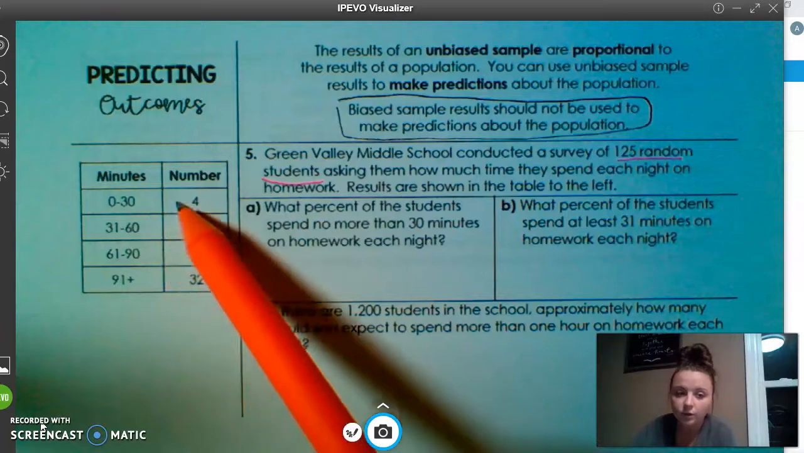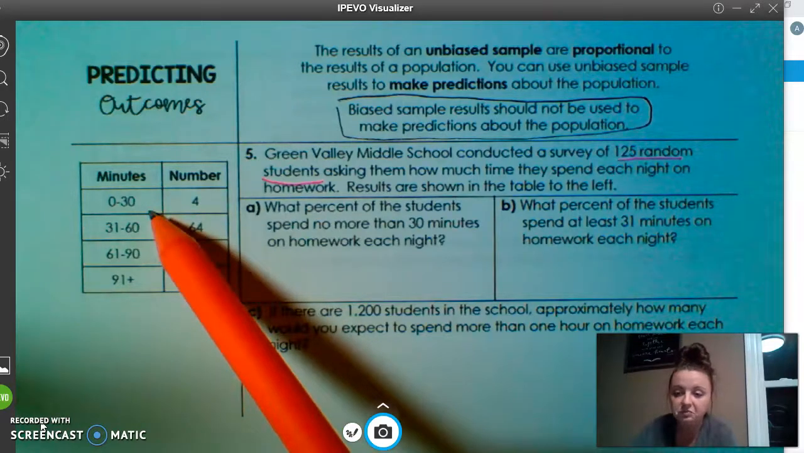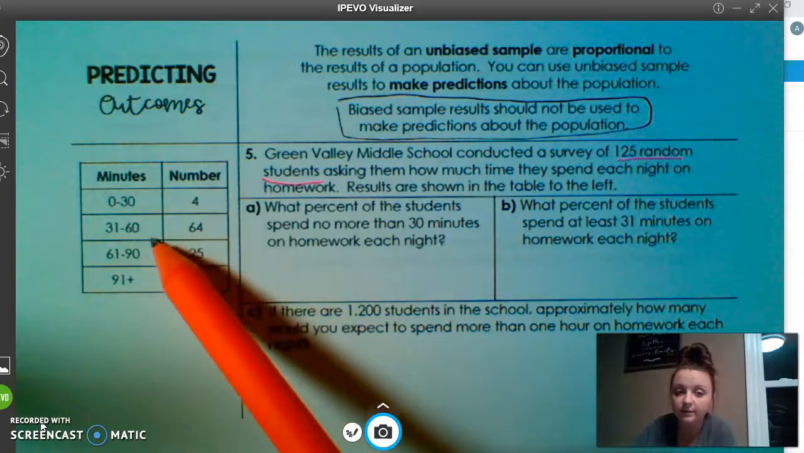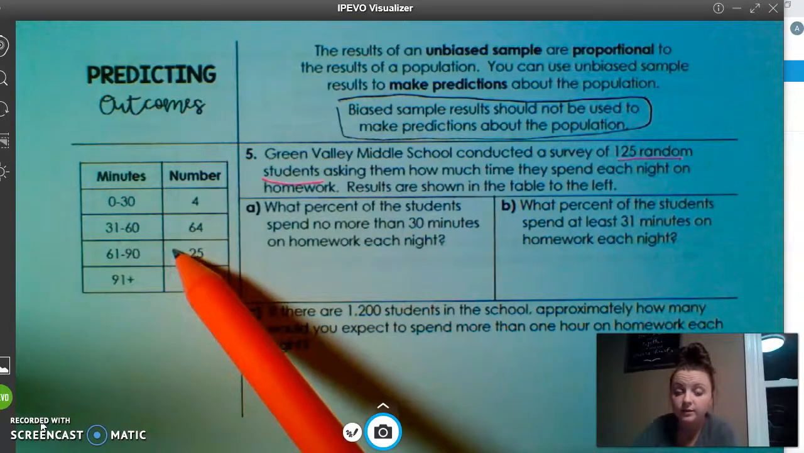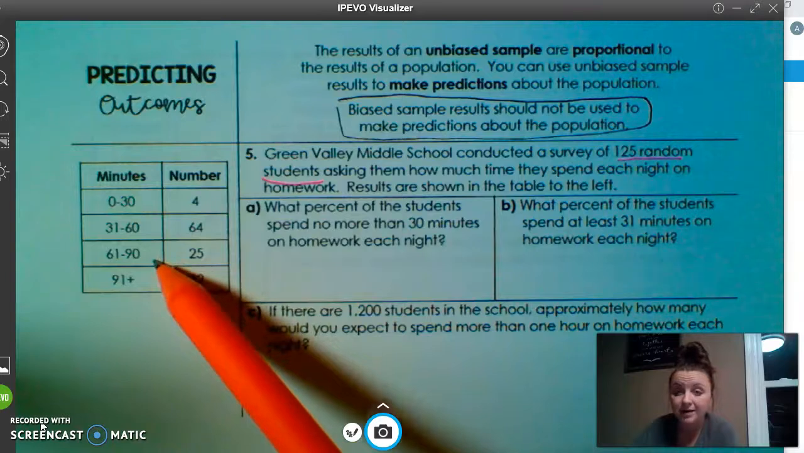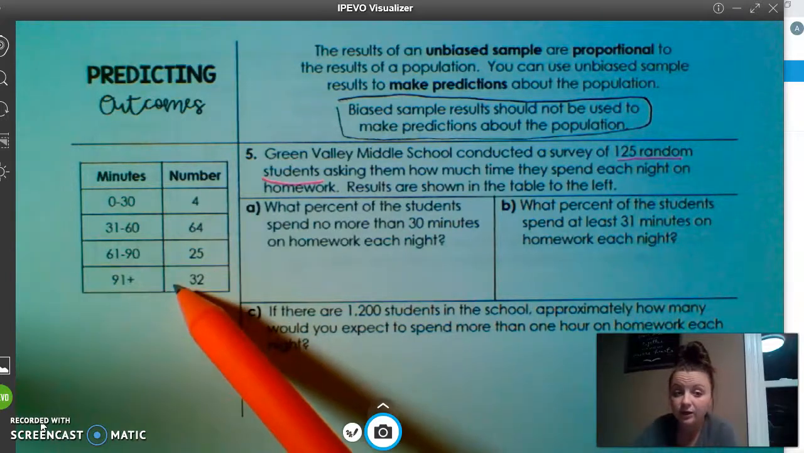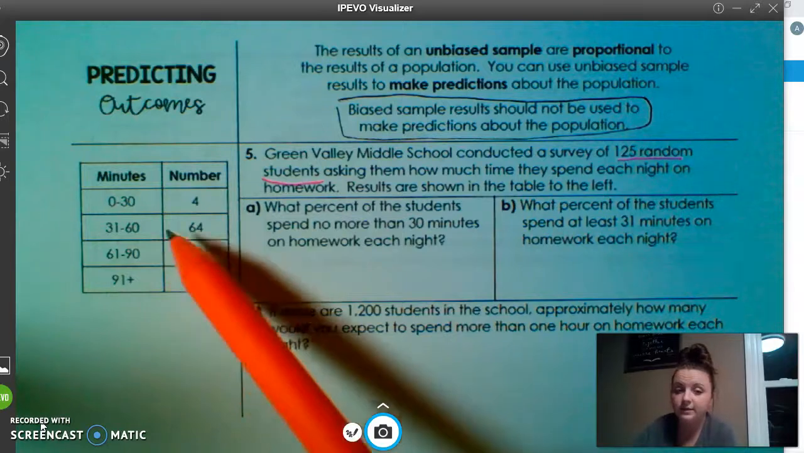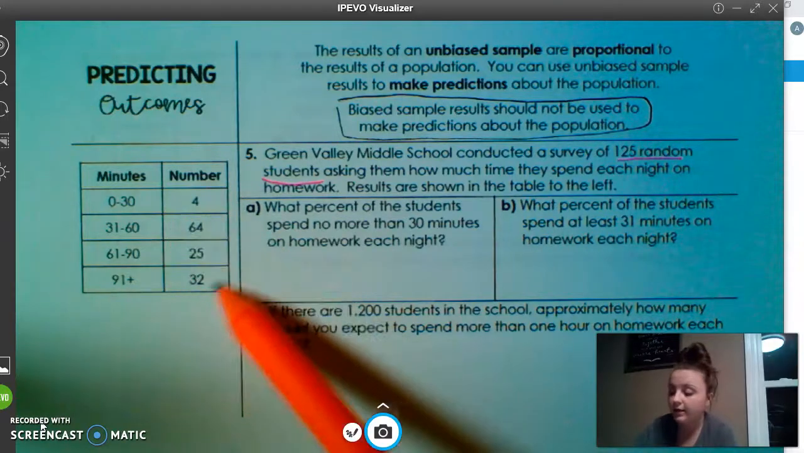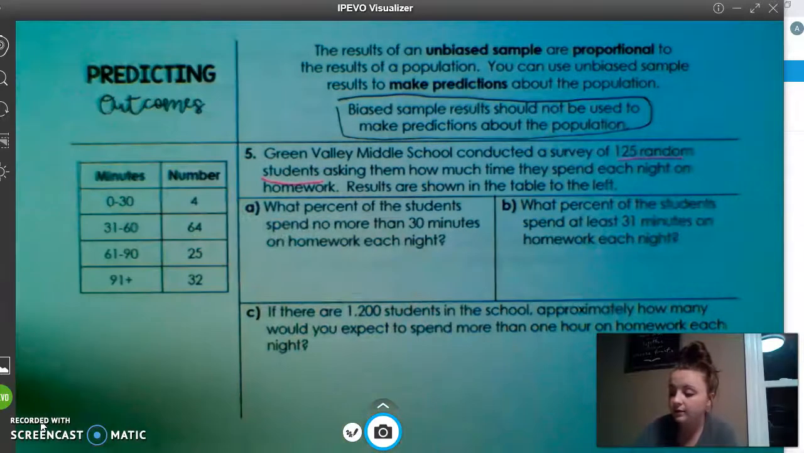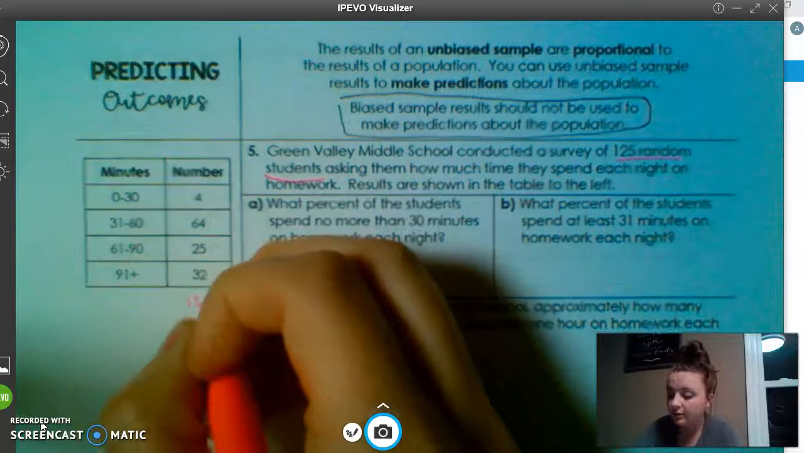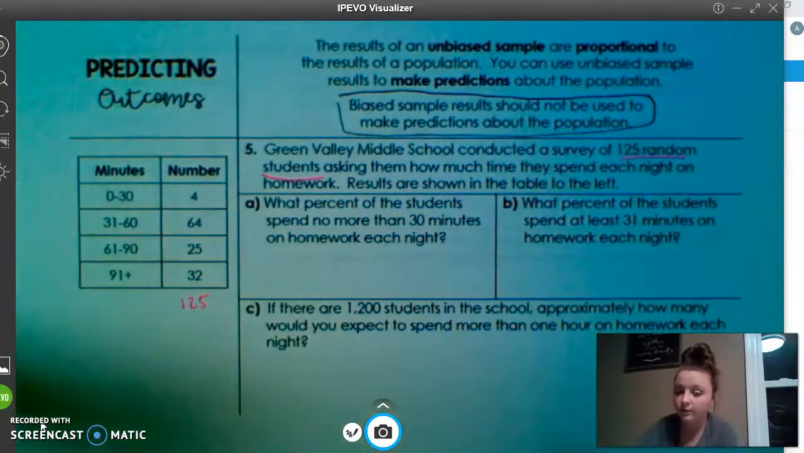There were 4 students that said they spend between 0 and 30 minutes. 64 students said they spend between 31 and 60 minutes. And 25 students said between 61 minutes and 90 minutes. And 32 spend over 91 minutes on homework each night. Okay, so that's what the table tells us. If we add up all of these, we get 125. Okay, that's important if you added up all of those.